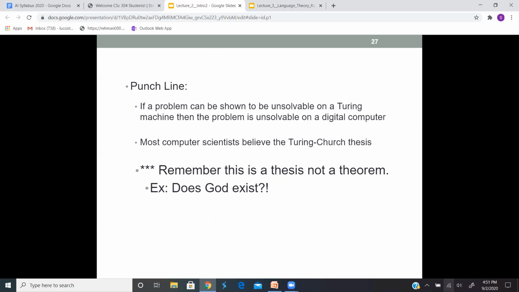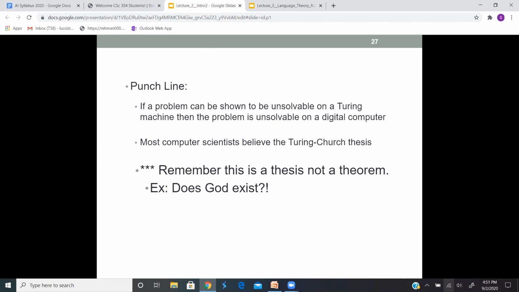Now we're claiming that if the problem can't be solved on a Turing machine, this is nothing you should believe yet, but we're getting there. Give us a couple of months and we'll get there. But if a problem could be shown to be unsolvable on a Turing machine, then the problem is unsolvable on a digital computer. Most computer scientists believe this, so this is called the Turing-Church thesis.